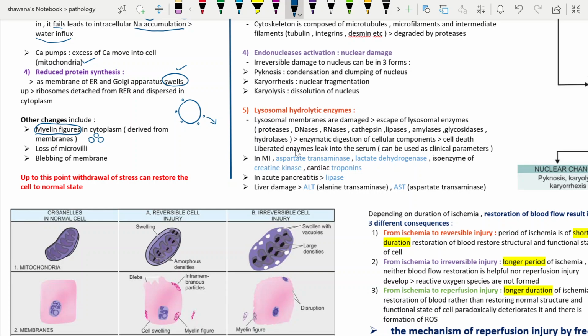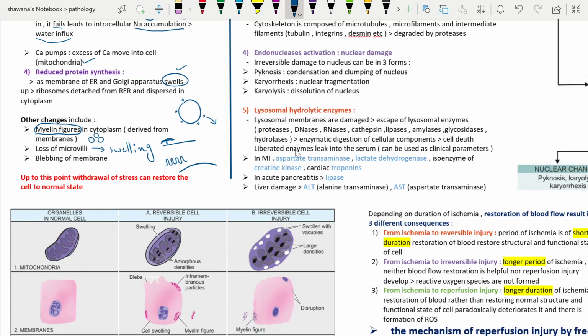The second one is loss of microvilli. It occurs because of the swelling of the plasma membrane. The microvilli present on the surface of the plasma membrane get swelled, and there will be loss of microvilli. For example, if the normal membrane is like this, and if it swells up, it becomes like this. So it's automatically loss of microvilli.